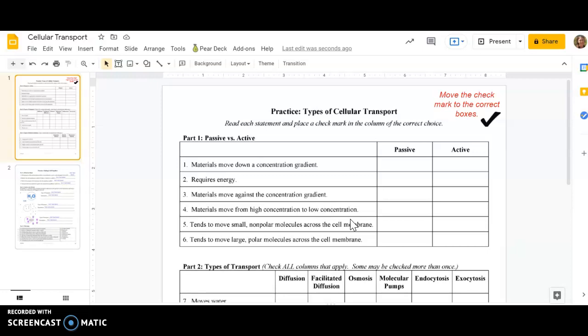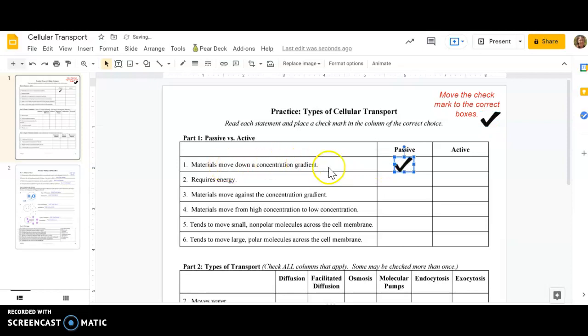Let's say it's the day after Halloween. You just had a bunch of candy. So naturally, that sugar is going to want to balance out those numbers. It's going to want to move into the cell so that we drop the numbers outside the cell and we raise the numbers inside until they are even. That is called passive because it takes no energy. And so we would check this off.